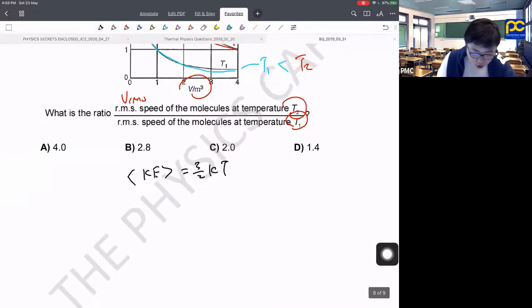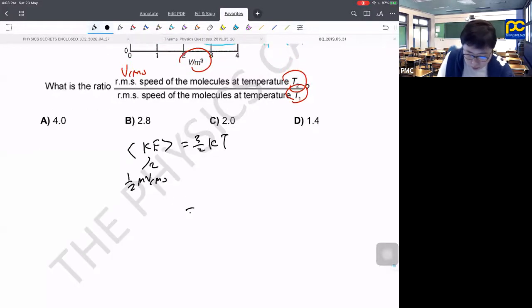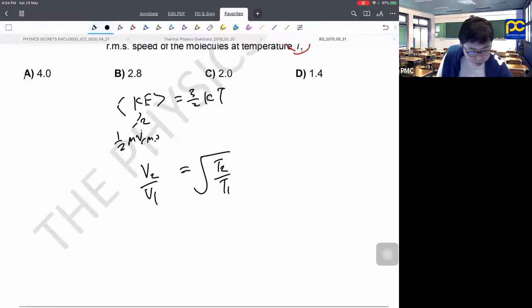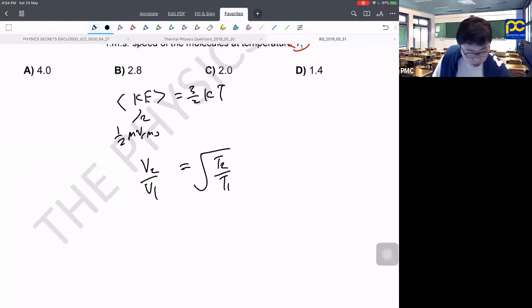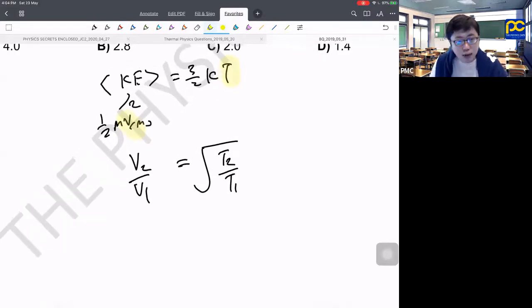In order not to waste time, I quickly use half mv squared. This is RMS. My way of solving is better and faster. Immediately it will be the square root of T2 over T1, and this will be V2 over V1. Am I right? Because I only focus on the variables, the speed and the temperature. This is called the method of comparison, because I only taught that in J1. So if you were not here last year, look at this method. You study the variables and then you just put them in ratio form.